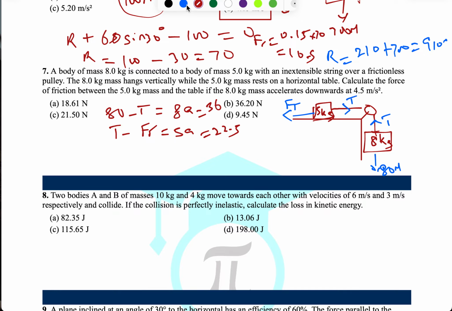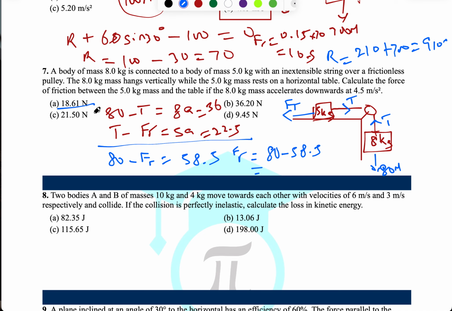So with this now, I can easily solve for my frictional force here. As you can see, I can add the two equations and solve simultaneously. If I add, 80 minus tension plus tension is 0. So then this will be 80 minus FR equals 36 plus 22.5, that is going to be 58.5. So therefore, frictional force is going to be 80 minus 58.5. So that's 21.5.